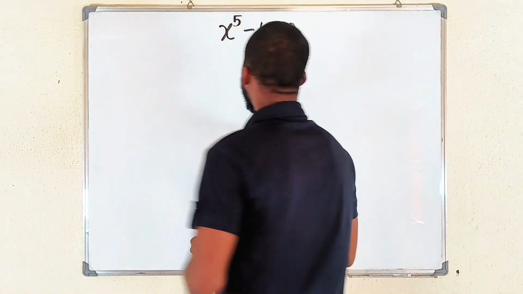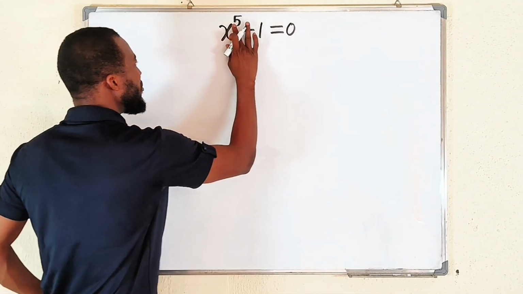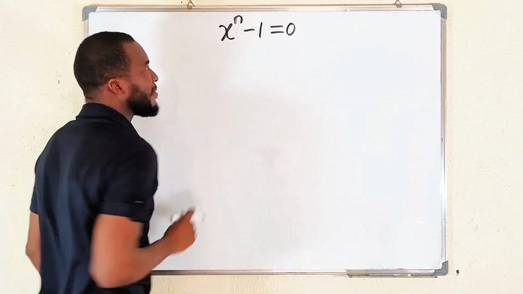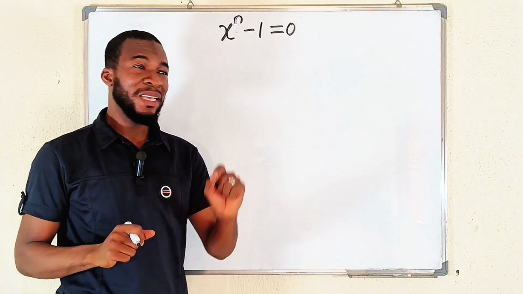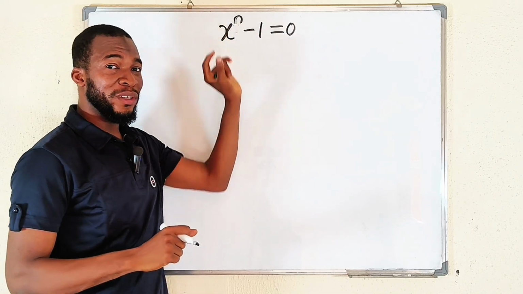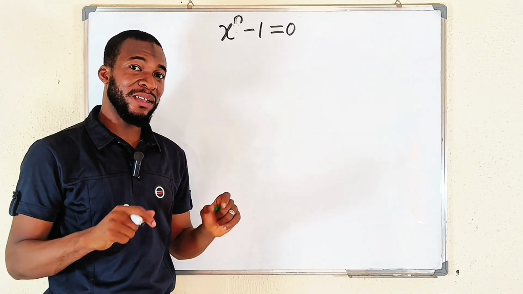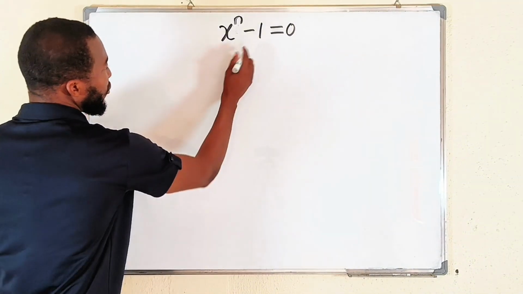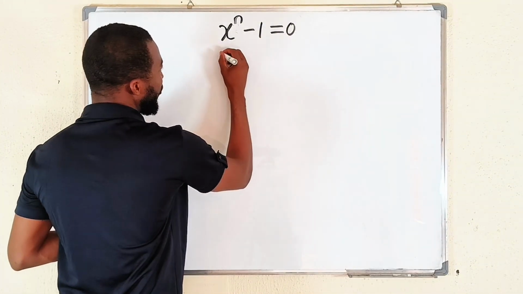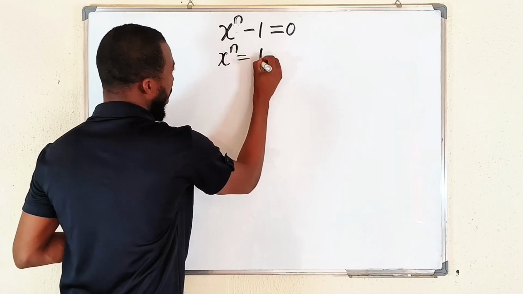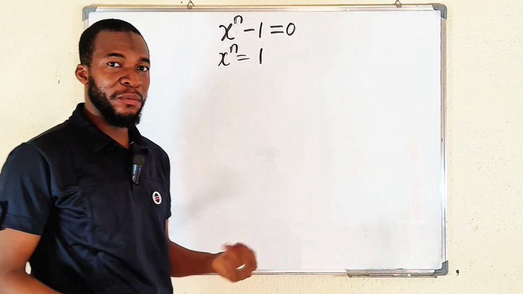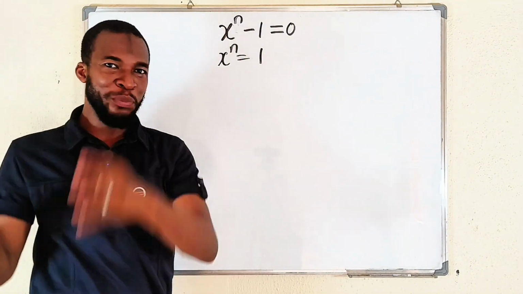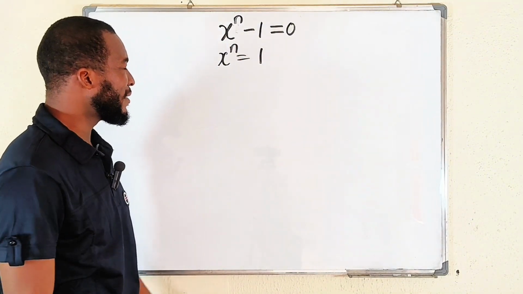Let's get started. If we make it x to the power of n, remember, the degree of an equation will determine the number of solutions, except if you are looking for specific solutions. So we can take -1 to the other side. We have x to the power of n equal to 1. But remember, 1 is a complex number. So we can change this entirely from the real world to the complex world. Yes, we can do that.